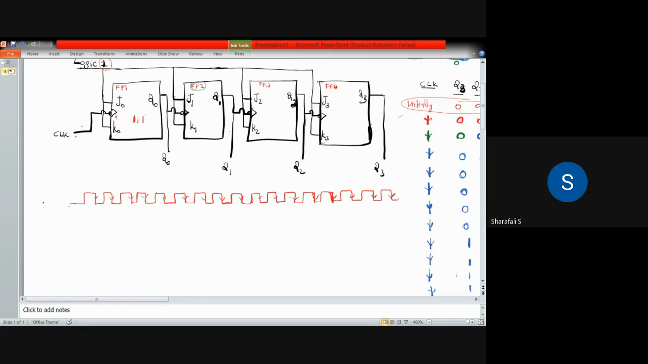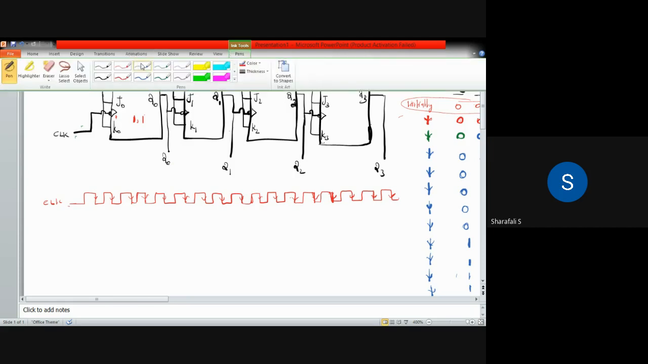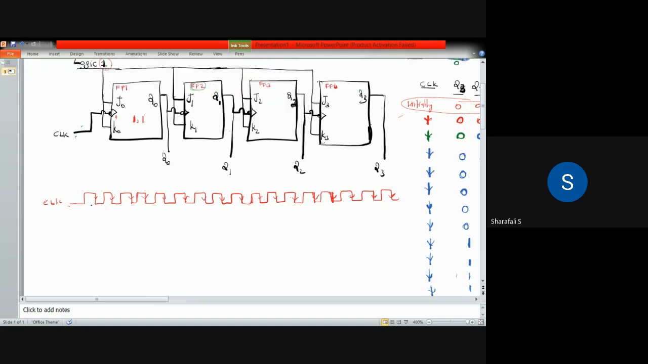Negative edge of your clock pulse. This is your clock pulse. And initially we are considering Q0, Q1, Q2, Q3 values, which are equal to 0. I will just draw a line corresponding to these negative edges.